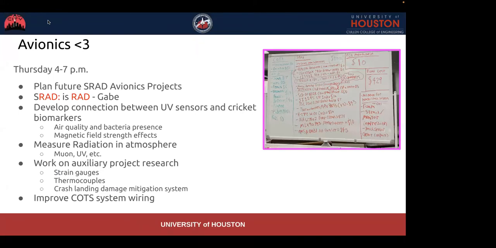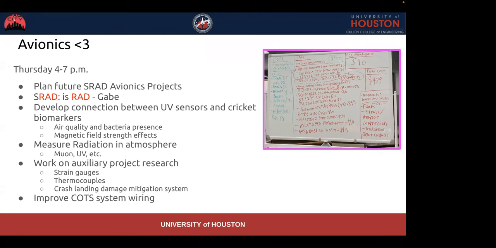Hi everyone. So for avionics updates, our lab times are now Thursdays 4 to 7 p.m. It will not be held this week though. It will be starting in person next week. Right now we're just planning our future SRAD avionics projects. You can see on the right on the whiteboard, a few of us members met up I think yesterday, and we tried to brainstorm a bunch of ideas for avionics.